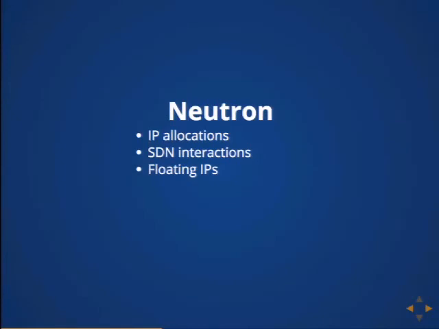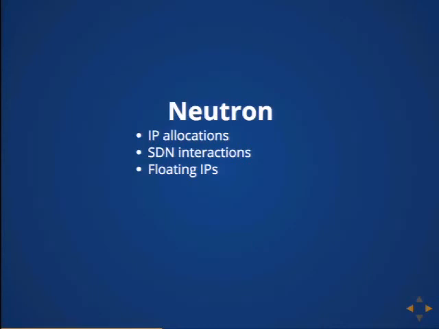Floating IPs, I hate this name because it's not really a floating IP, but a floating IP in Neutron parlance is that in a standard setup of OpenStack, you have an internal network that all of the instances get put onto, and that internal network is not routable, it's not routed. They can talk to each other, but they can't talk to anything else. They can talk out, but nothing can talk to them.